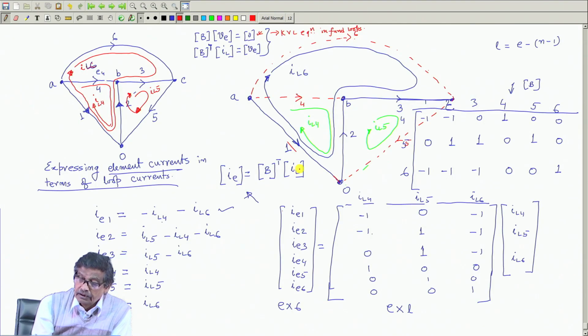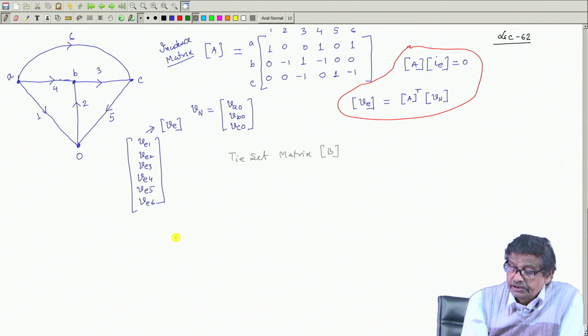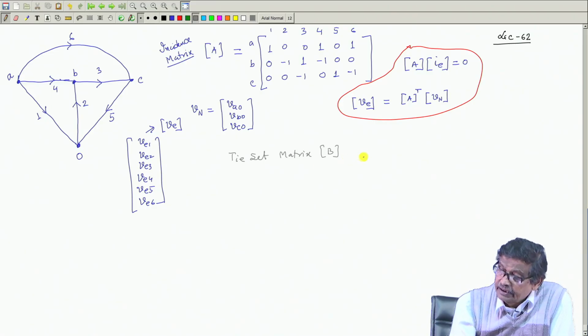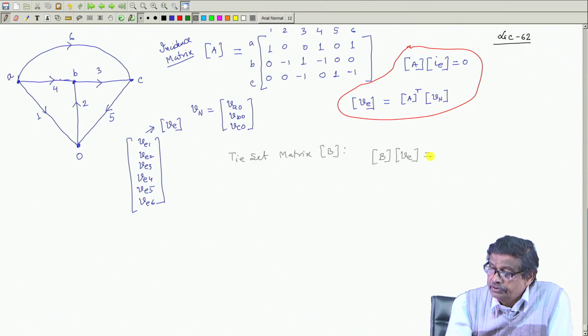Then that is what we call the cutset matrix. So this is the incidence matrix. The cutset matrix was defined, and for that you have to form the tree and so on. Then these two equations were obtained, B into VE equal to 0, which is the KVL equation in fundamental loops.